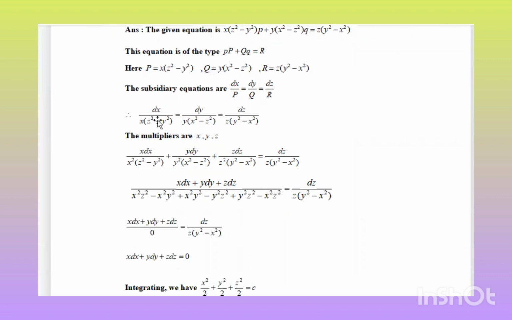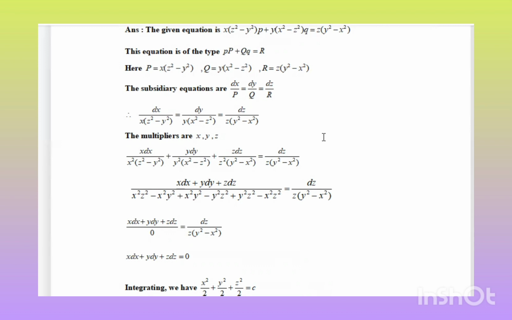So capital P, capital Q, capital R values, how to write: dx divided by x into (z square minus y square), which is equal to dy divided by y into (x square minus z square), which is equal to dz divided by z into (y square minus x square).